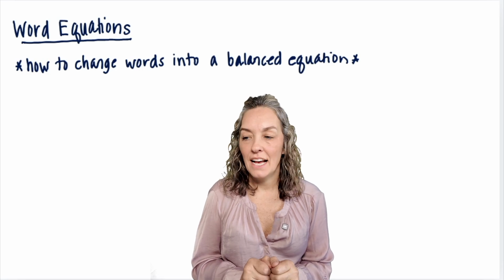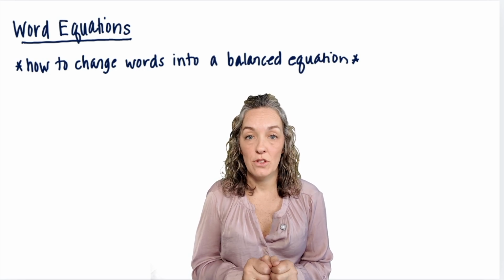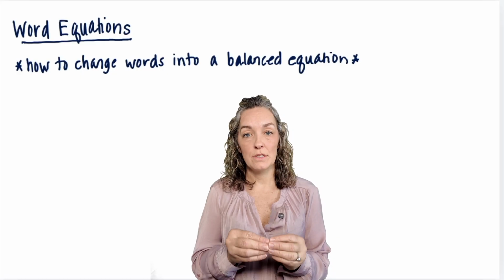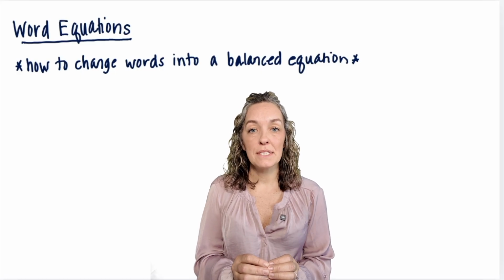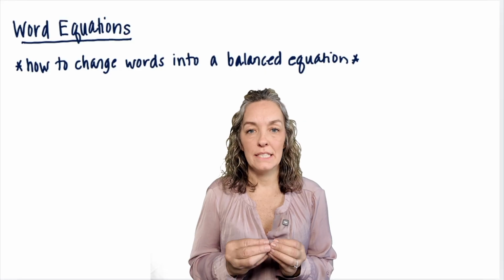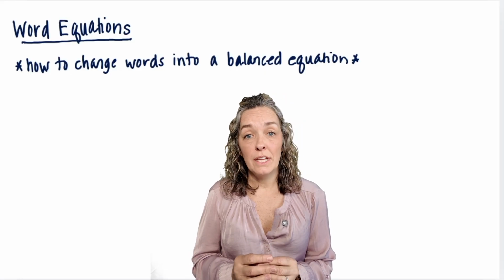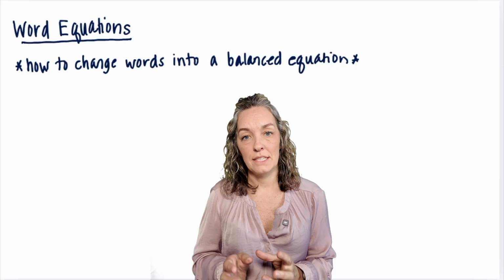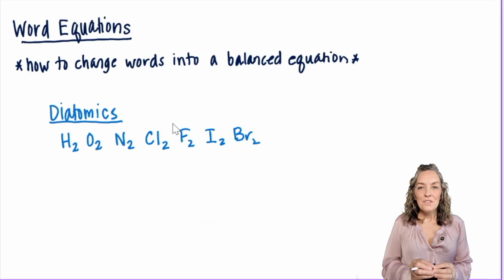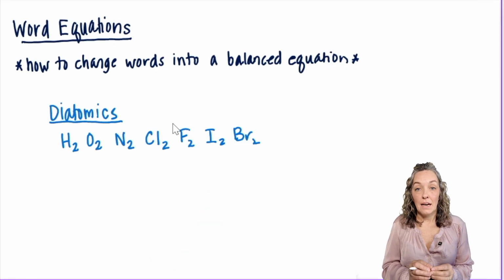Today, we are going to focus on how to write word equations. So we are going to take words or names, chemical names, and change them into a balanced equation. There are a couple of things that we need to understand in order to make this process a little bit easier. First, we need to understand what it means to be a diatomic molecule.